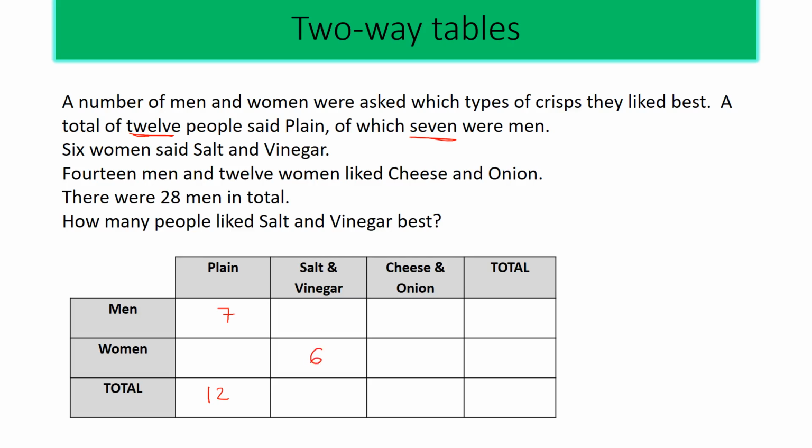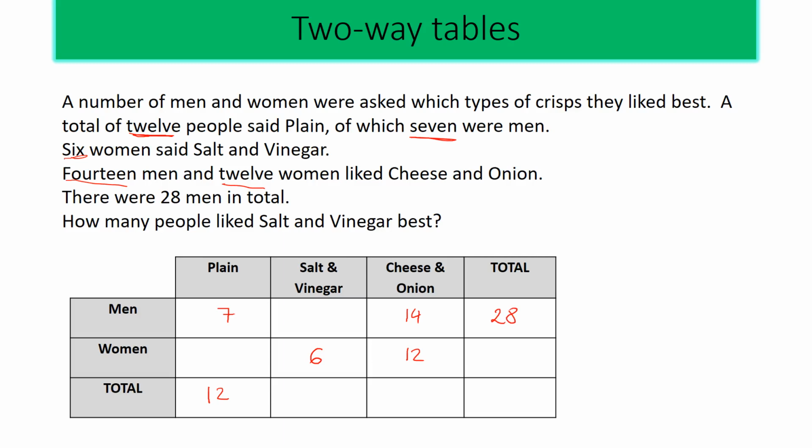So for the row, in the middle row, when it says women, and then in the column when it says salt and vinegar, we need to put 6, okay? Then 14 men and 12 women like cheese and onion, okay? 14 men, and 12 women like cheese and onion, and then there are 28 men in total. Okay, how many people like salt and vinegar best?